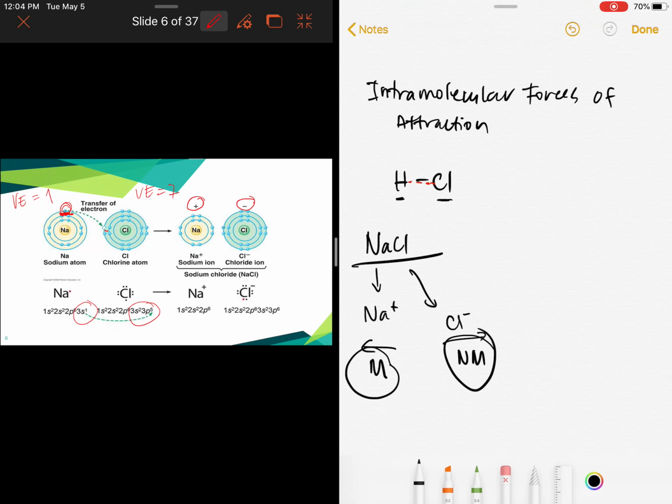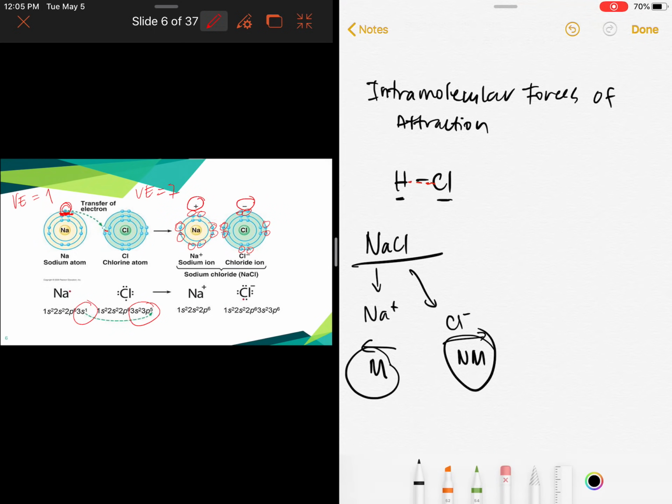Ang outermost shell niya ay magiging ilan? It becomes 8. Ayan. So it has now 8 electrons on its outermost shell. Si chlorine din, since nag-transfer ka ng isa, it has now 8 electrons as well. Ayan. So this is an example of ionic bonding. In ionic bonding, there is transfer of electrons to achieve a valence electron of 8.